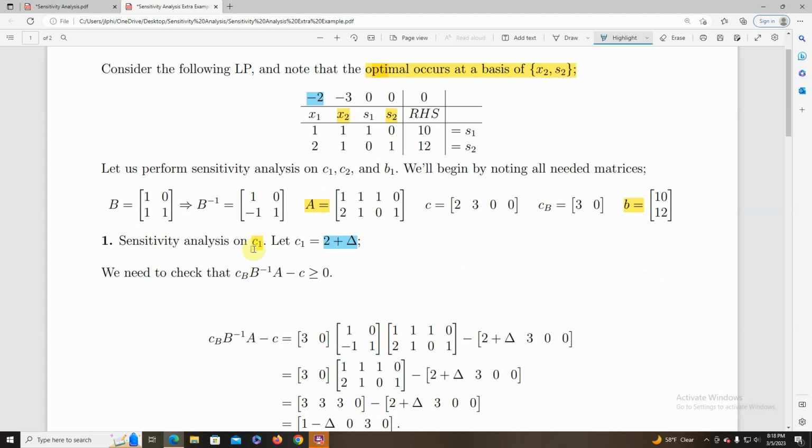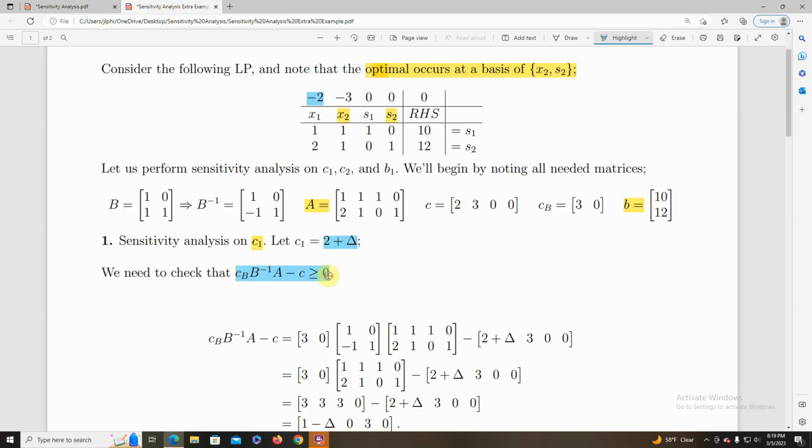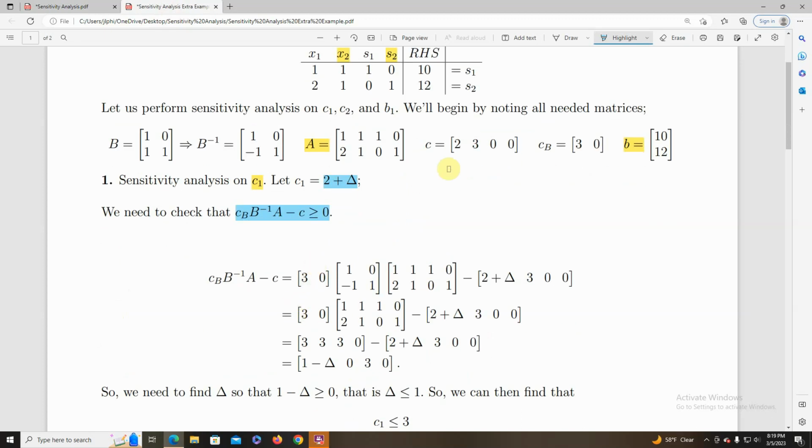To check changes to a cost, if you go back and look at those formulas, the right-hand side formula does not have C in it at all. So feasibility will not be affected by changes to C. Only optimality will be affected by changes to C because that appears in this formula. So that's the only formula I will have to check. If I put in all these pieces, I have the basic CB, B inverse A, minus C. Now notice the only difference here is I've replaced 2 with 2 plus delta.